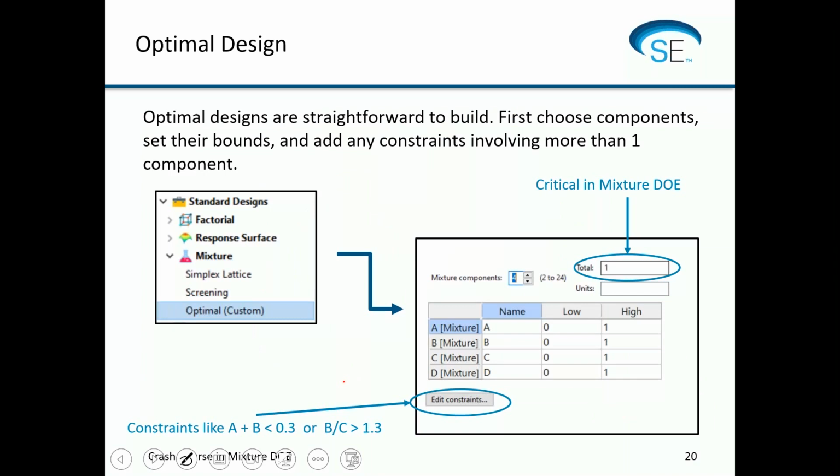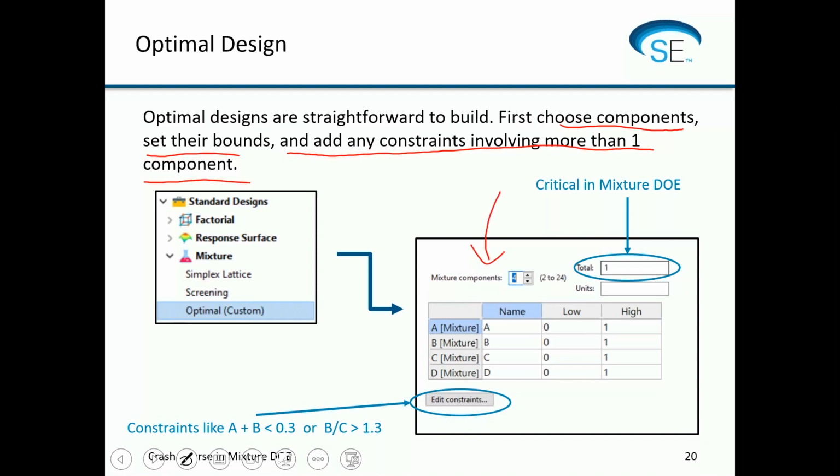Now, optimal designs are actually straightforward to build, and I'm going to go through an example of this in just a second. First, you choose your components. Let me just move this little widget out of the way here. So first you choose the components, and this is done using scientific knowledge or your background on the process that you're working with. Set their lower and upper bounds, and add any constraints that involve more than one component. So it seems simple enough.